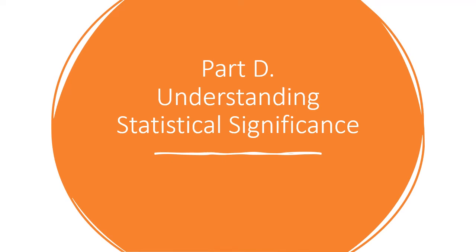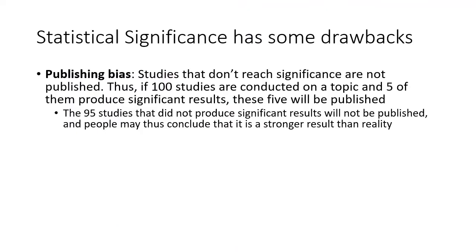And Part D, the last part of this lecture, is understanding statistical significance. So statistical significance has some drawbacks. First of all, there can be publishing bias. Studies that don't reach statistical significance are not published.